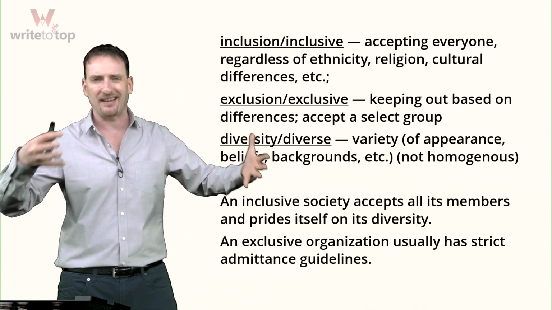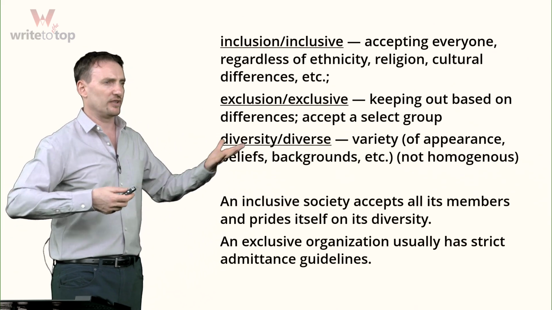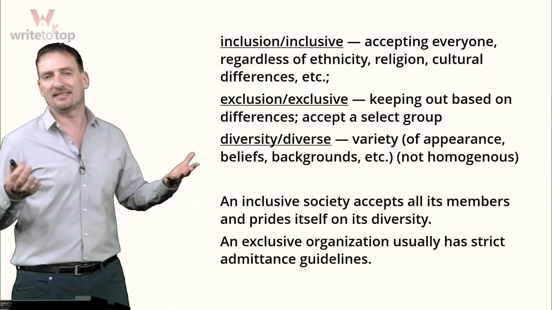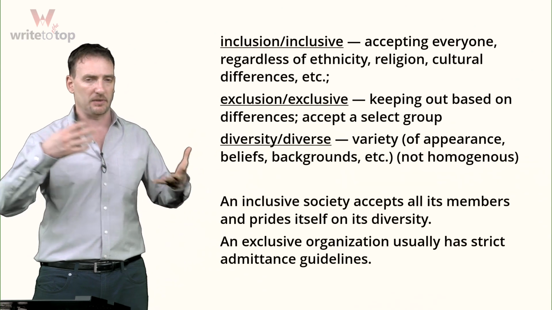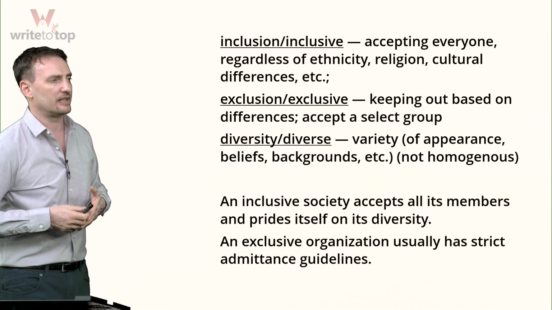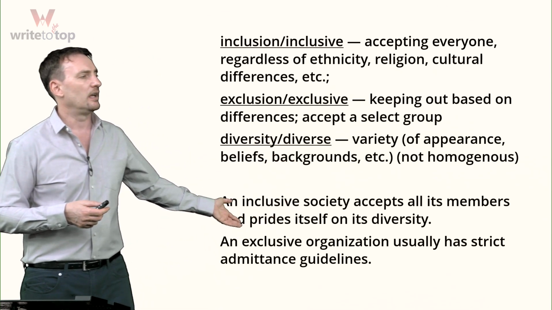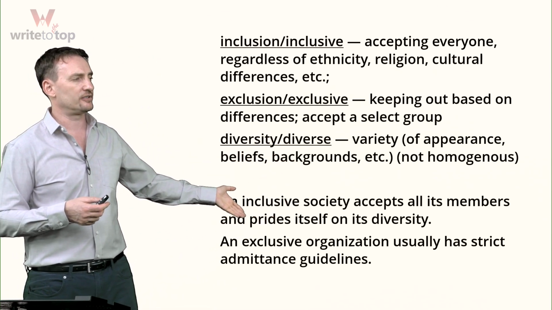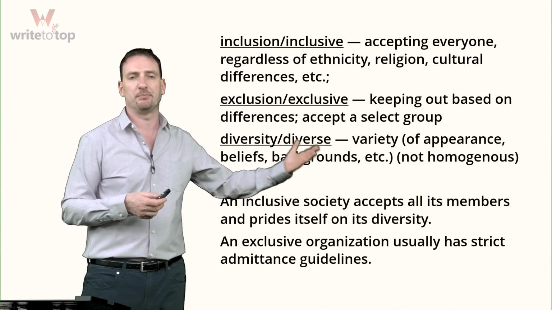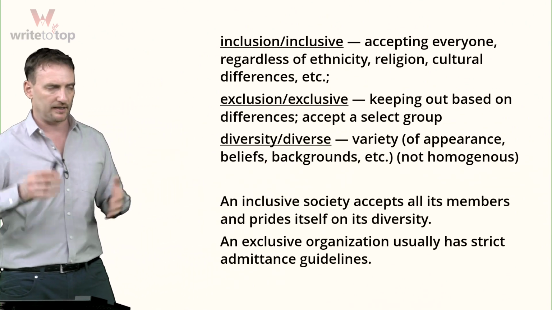Homogeneous means one type. So for example, Japan is considered a homogeneous society because it's 99.9% Japanese. An inclusive society accepts all its members and prides itself on its diversity. An exclusive organization usually has strict admittance guidelines. They don't take everybody.